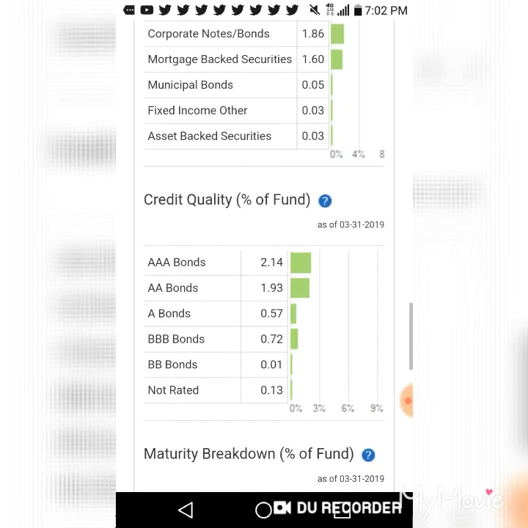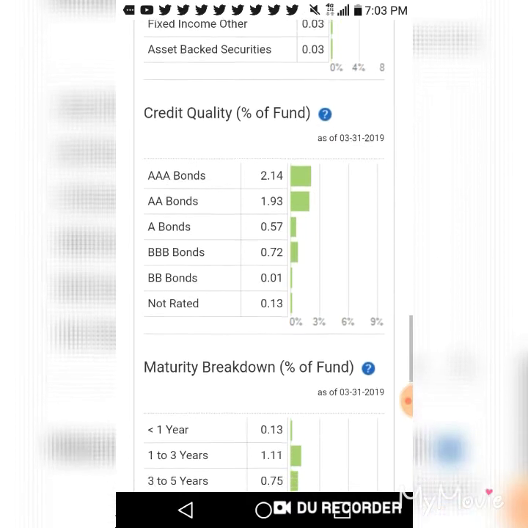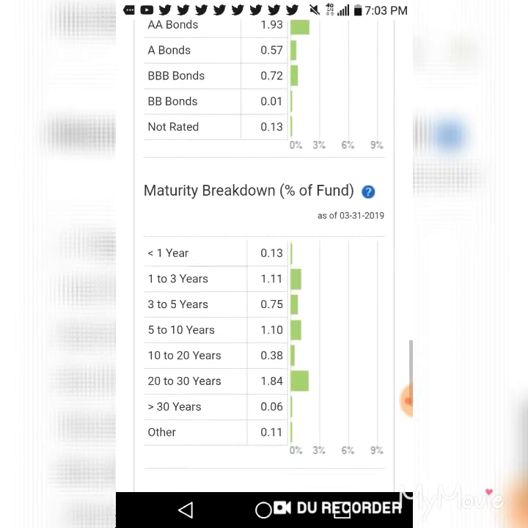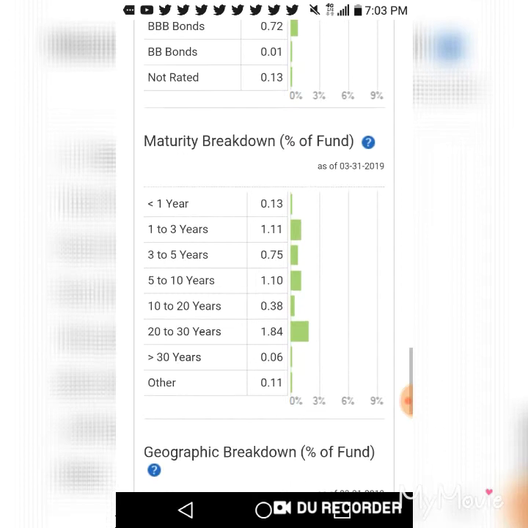When it comes to the bonds, you can see the different types of bonds it has: government bonds, corporate bonds, mortgage-backed securities, municipal bonds, fixed income, and asset-backed securities. Something else to pay attention to: the credit rating of the funds.